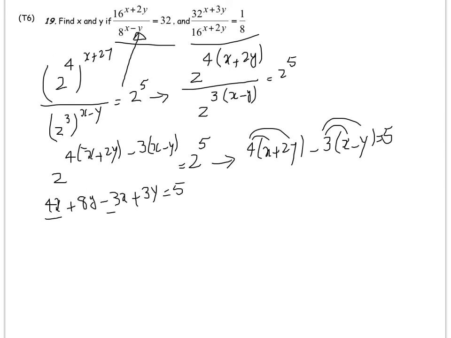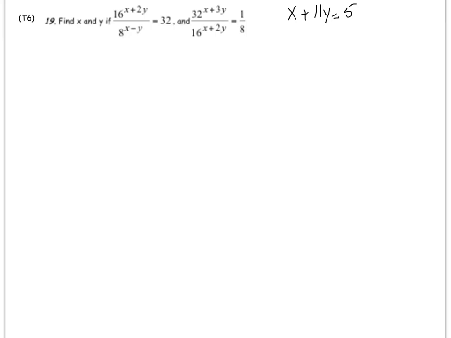4x minus 3x gives me x. 8y plus 3y gives me 11y. So the first equation, when simplified, becomes x plus 11y is equal to 5. Now we are going to simplify the second equation, which is this one.